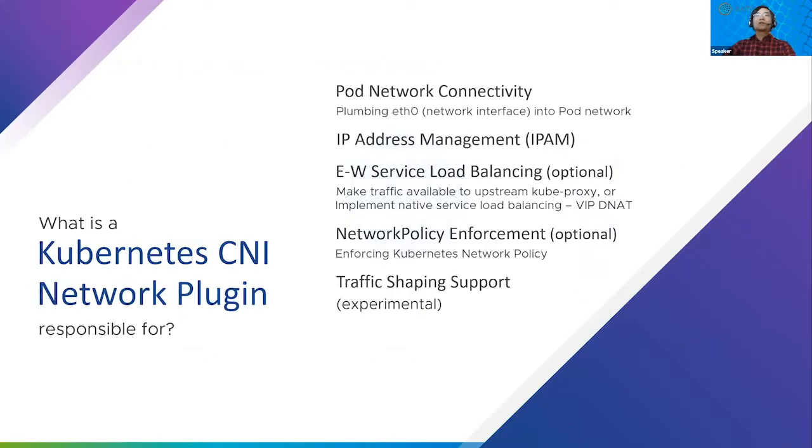Then, coming back to the main subject of today's talk, the Kubernetes CNI network plugin. So what is a Kubernetes network plugin responsible for? A network plugin implements the pod network, which should support all the three connectivity scenarios we just showed in the last slide: pod to pod, pod to service, and external to service. It configures a network interface and allocates IP addresses for the pods. It should support service traffic. Most network plugins don't really implement load balancing for service, but just work with kube-proxy for that. A network plugin can also implement network policy enforcement, but not all the plugins support network policies. Last, a network plugin can implement traffic shaping, which is an experimental feature of Kubernetes to restrict the network bandwidth of pods.